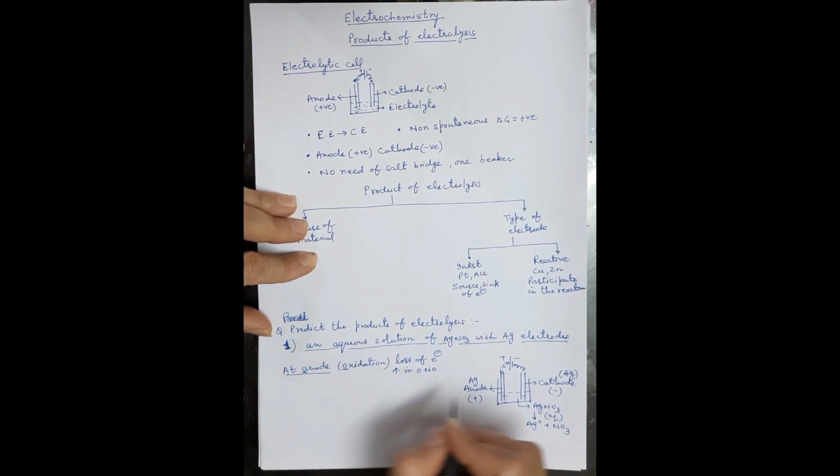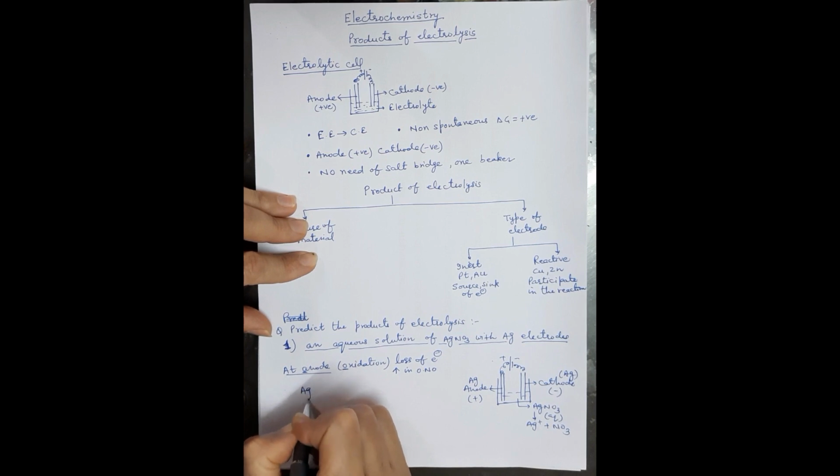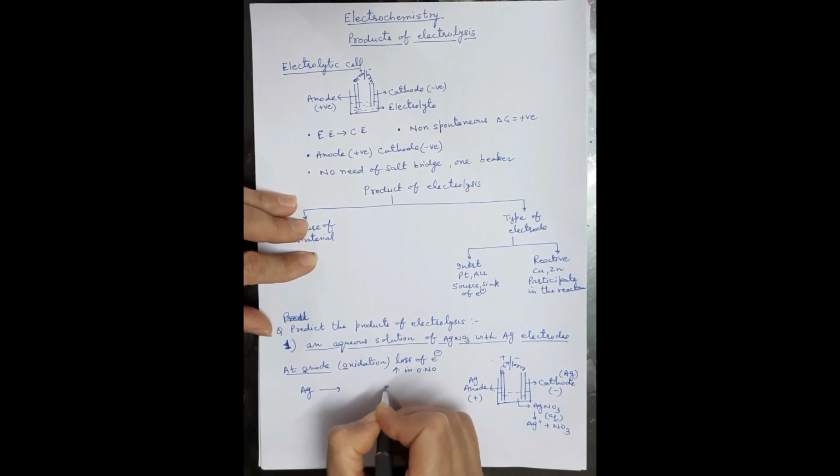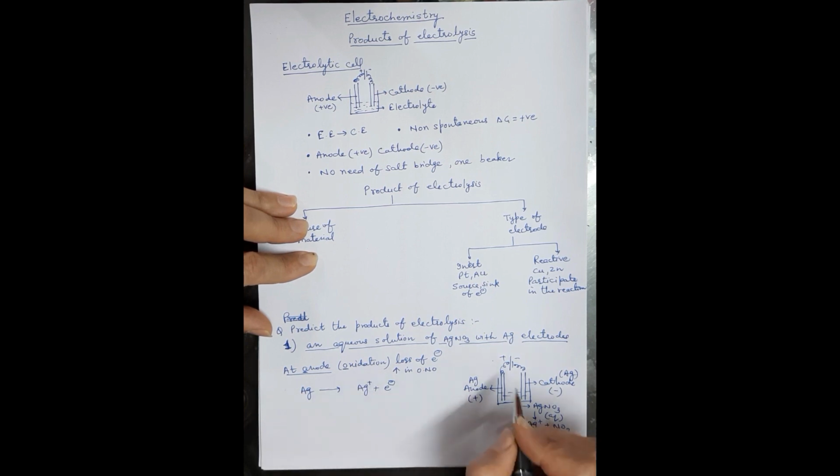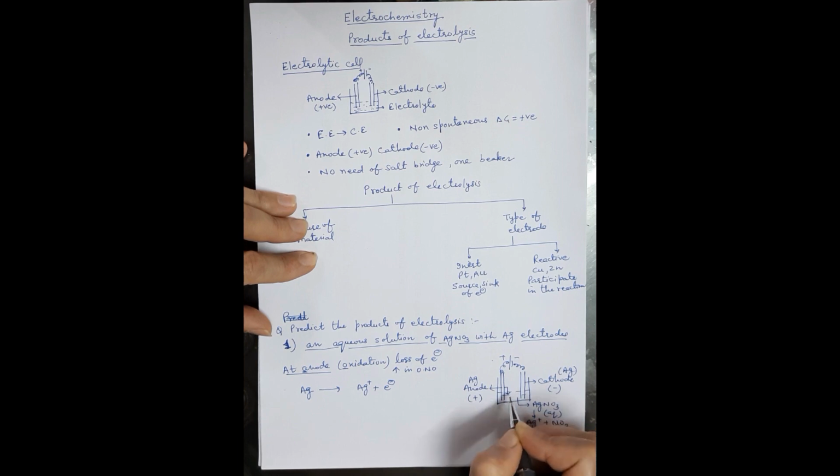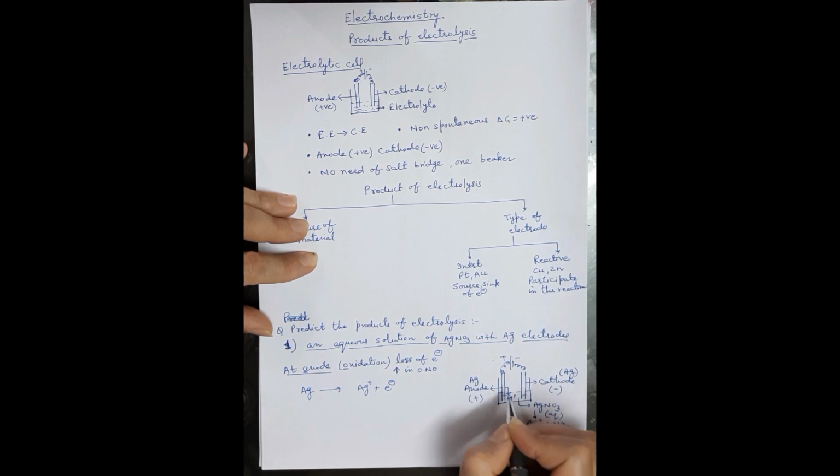See how does it participate? Silver, which is acting as anode, will lose an electron and changes to silver ion. So continuously silver is losing an electron and going into the solution as silver ions. These electrons, they will move from anode to cathode through external circuit.